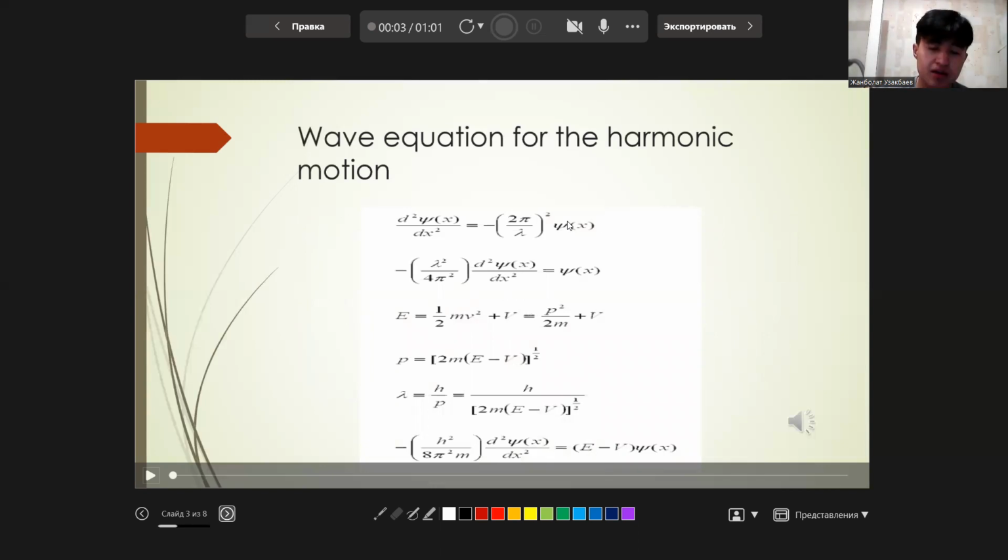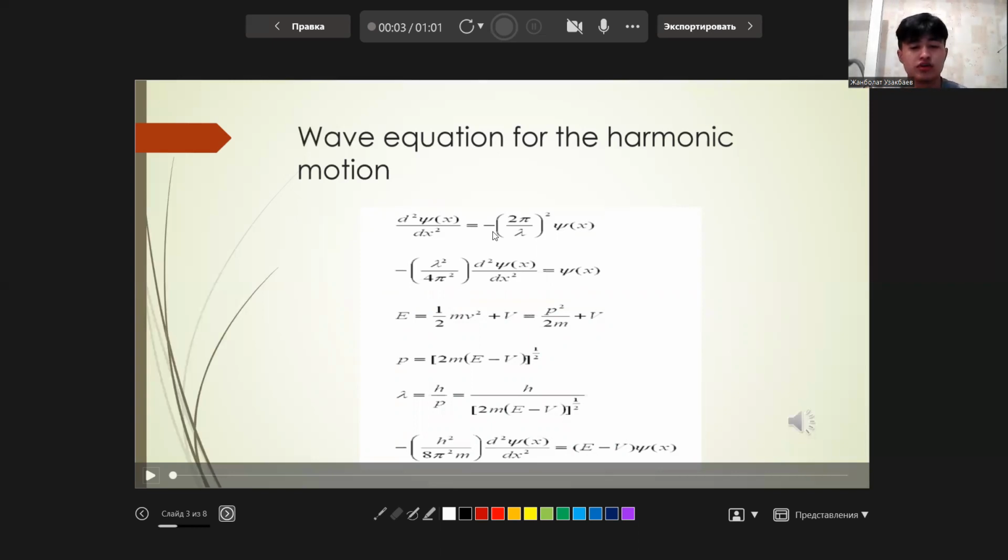For the harmonic motion wave function, here we can show the formulation: d square psi(x) over dx square equals minus (2p over rho) square times psi(x). So, minus (rho square over 4p square) times d square psi(x) over dp_x square equals psi(x).